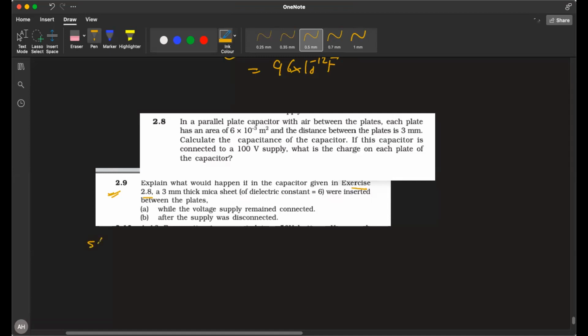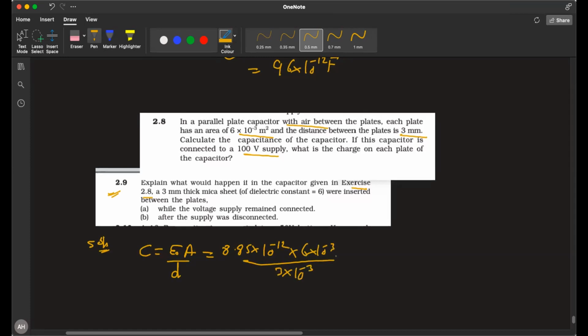It's a simple calculation. This is a parallel plate capacitor with air between the plates. This is the plate area, this is the plate separation, and this is the voltage, 100 volts. So your C is epsilon naught A divided by D. This is 8.85 into 10 raised to the power minus 12, into plate area, which is 6 into 10 raised to the power minus 3, divided by D, the separation, 3 mm, which is 3 into 10 raised to the power minus 3, in farad.